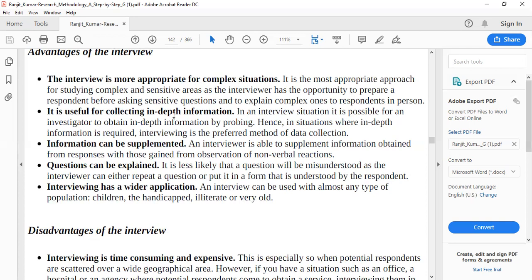And you can also explain the questions when you ask a question and the person is unable to understand. And you can apply interviewing to everyone. Like, we even get hold of a 2-year old and ask them different questions regarding their home or how they are, and they would answer. So you can apply interviewing to everyone, literate, illiterate, any type of people.